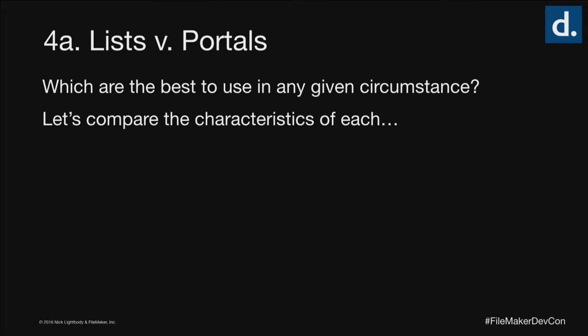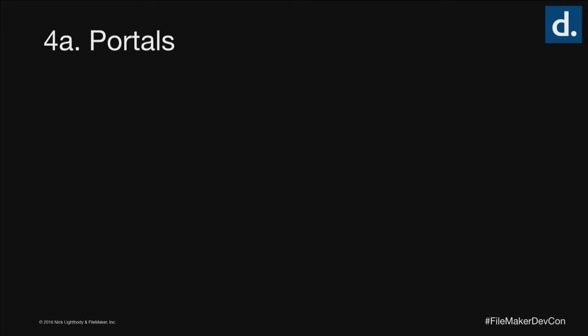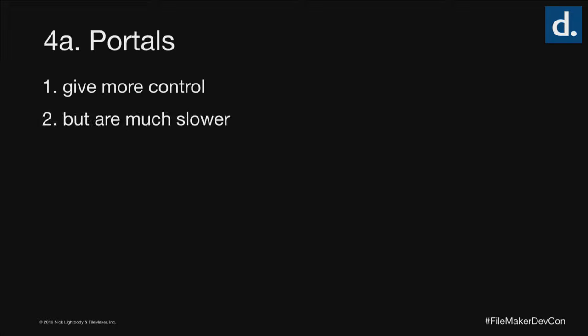Lists, feeds, portals: which is best to use in any given circumstance? Let's compare the characteristics of each. Portals give more control. If you use keychains, you can do it however you like, but in a portal you can control who sees exactly what. But they are much slower, for sure. Lists in FileMaker these days are staggeringly fast. Again, you saw that earlier, getting whatever it was, 100 or so records out of more than 500,000, just like that.